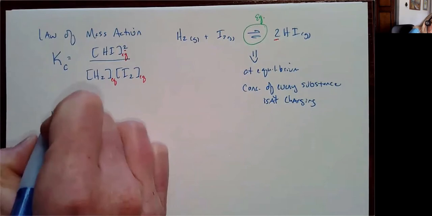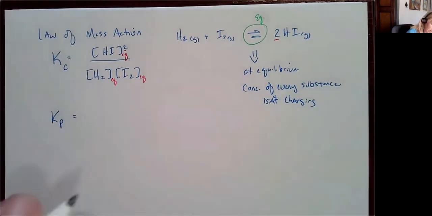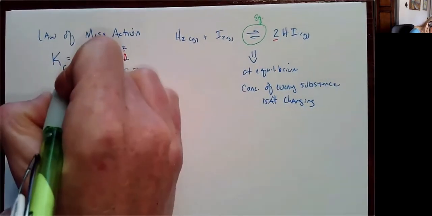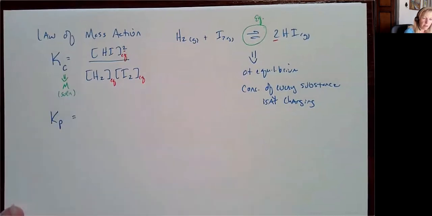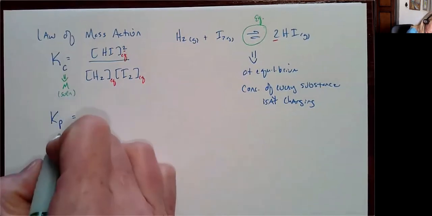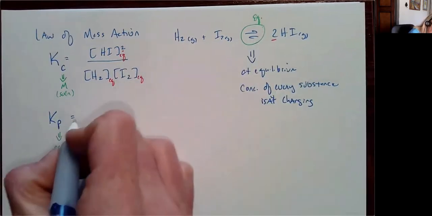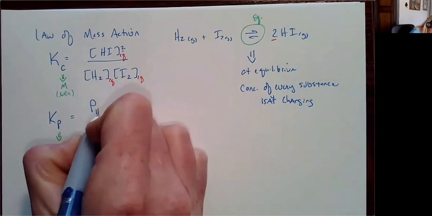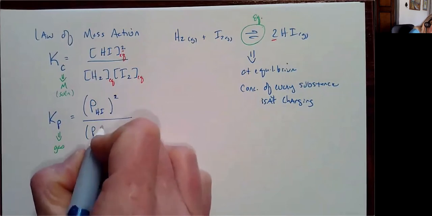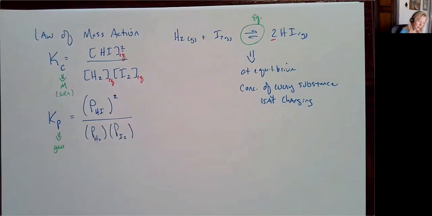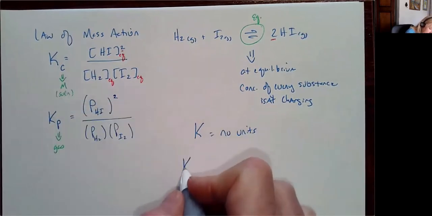I could write Kc, I could also write Kp, and Kp is in terms of partial pressures. So Kc is in terms of molarity, and this means I have molarity concentration. These are all solutions, because if I have molarity, that implies I have a solution. Kp is going to be for gases only. And since these are all in the gas phase, I can write them this way. So this would be the partial pressure of HI squared, products over reactants still, over the partial pressure of H2 times the partial pressure of I2. K is going to be unitless.